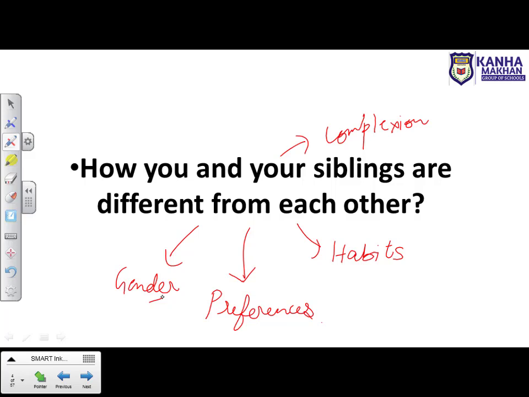You might have a brother or sister. Many other things are also there, like interests, preferences, habits, or nature: how you behave in a certain circumstance and how your sibling behaves in that circumstance. So these are the differences that we see between us and our siblings. Am I right or not? So let's move on to another question.